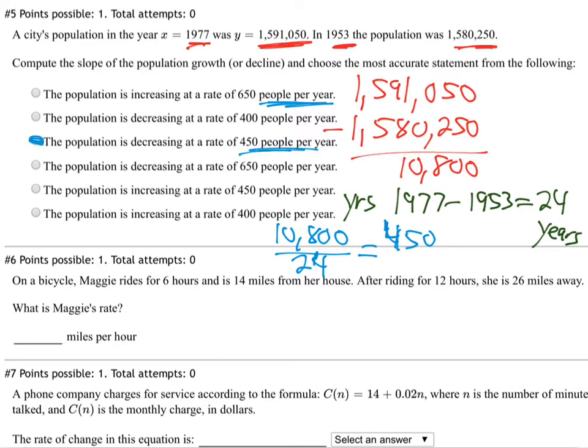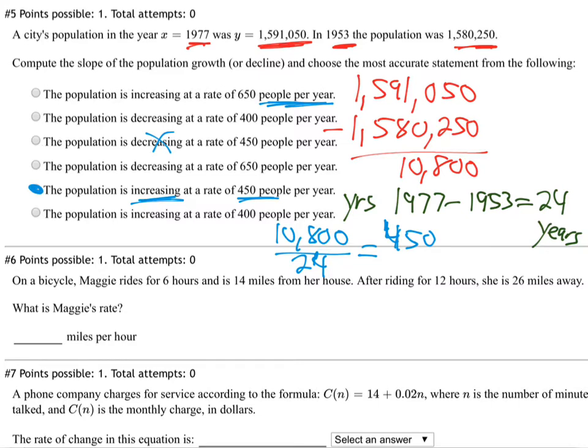Oh, wait. I did decreasing. That's not right, is it? I didn't notice the decreasing. No, it's not decreasing. It's increasing 450. There we go. Increasing 450 people per year. It went up. Good. We'll try the same thing on the next one.